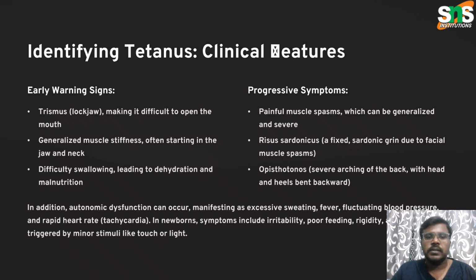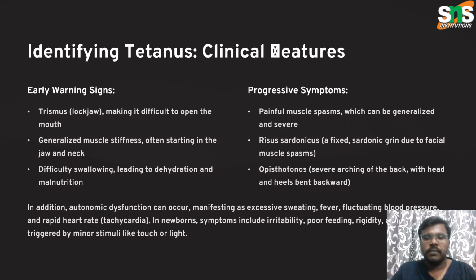Clinical features: the early warning sign is lockjaw, with tremors making it difficult to open the mouth. In generalized tetanus, there is muscle stiffness starting with the jaw and neck, and difficulty in swallowing leading to dehydration and malnutrition. In progressive symptoms, we see painful muscle spasms which can become generalized and severe.